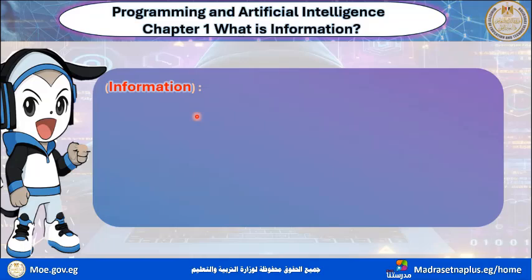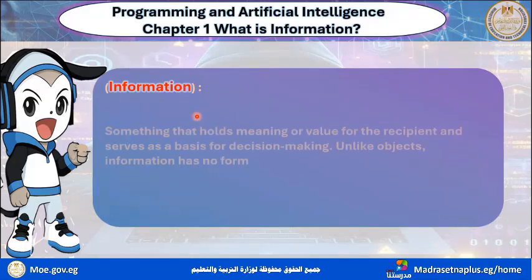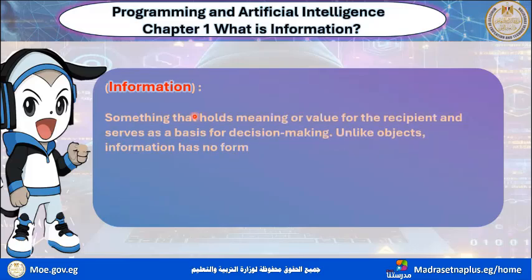Well, what about information? This is something that holds meaning or value for the recipient and serves as a basis for decision making. Unlike objects, information has no form. So, information gives meaning to data. Information gives meaning or value to data.